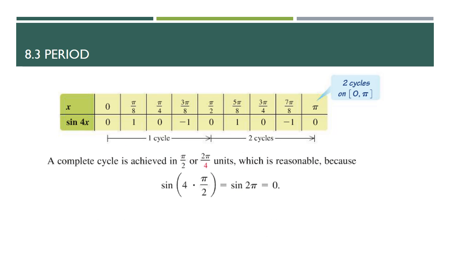Okay, well, here's the table. Now, notice this table only goes to pi. We're fitting in 2 cycles in pi, and pi is half of a full cycle for sine or cosine. So we're actually getting in 4 cycles, which means that we're getting in 1 complete cycle from 0 to pi over 2. Now, how do we achieve that? Well, it's 2 pi, the normal cycle, divided by 4, the number that is in front of the x.